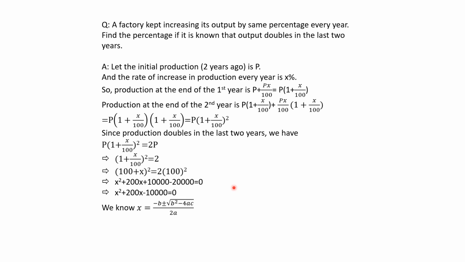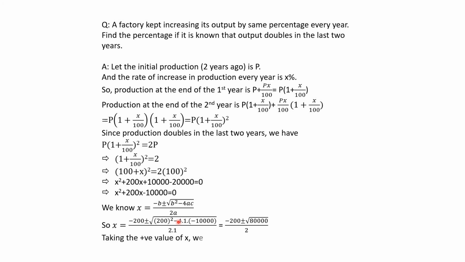Now, finding the roots, we have x equals to minus b plus minus square root of b square minus 4ac by 2a. By putting the values of a, b and c, we get x equals to minus 200 plus minus square root of 200 whole square minus 4 into 1 into minus 10,000, by 2 into 1, or it is minus 200 plus minus square root of 80,000 whole divided by 2. Now, taking the positive value, we have x equals to 41.4%. That means the required percentage is 41.4%.